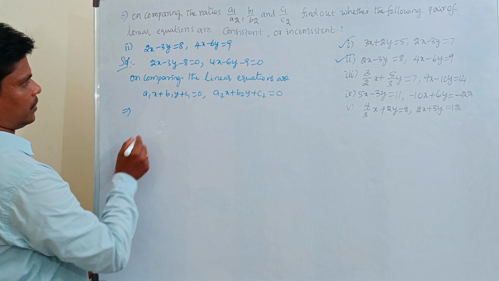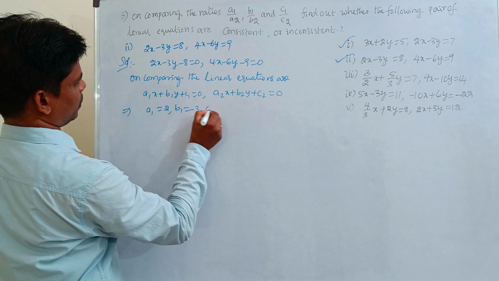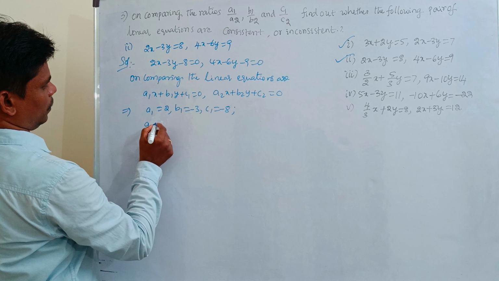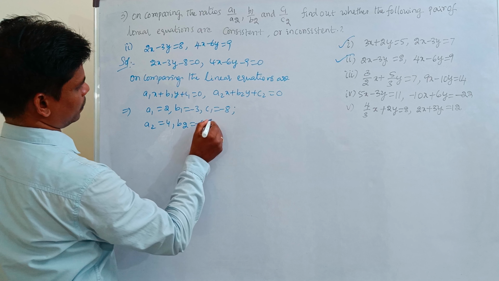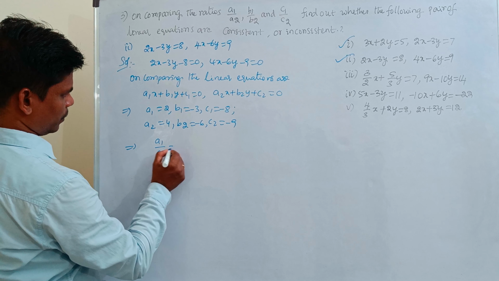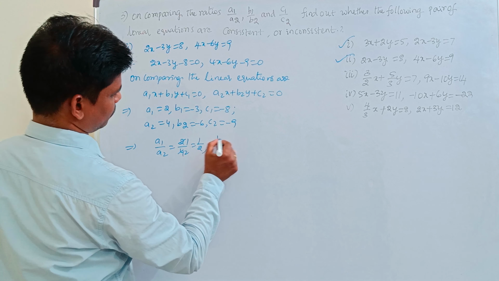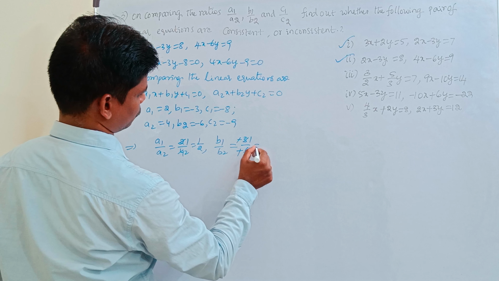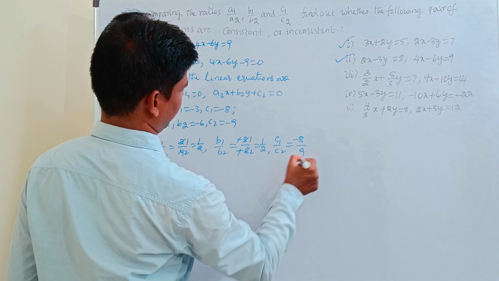And then write the coefficients. a1 is equal to 2, b1 is equal to minus 3, c1 is equal to minus 8. And next compare these two: a2 is equal to 4, b2 is equal to minus 6, c2 is equal to minus 9. And then ratios. a1 by a2 is equal to 2 by 4, that is 1 by 2. Next, b1 by b2 is equal to minus 3 by minus 6, that is 1 by 2. Next, c1 by c2 is equal to minus 8 by minus 9.